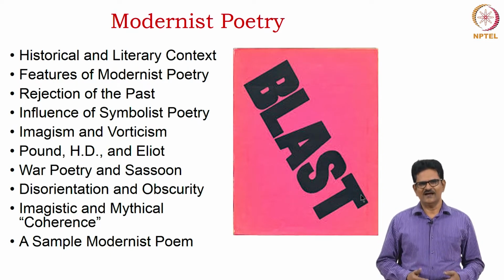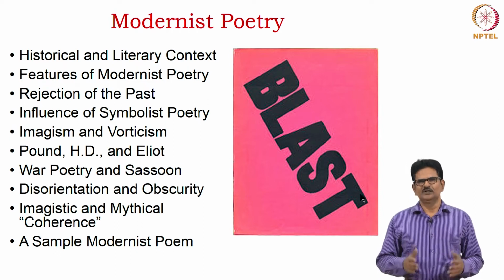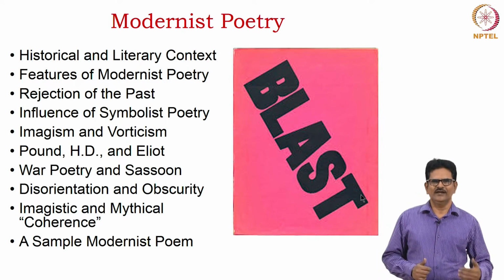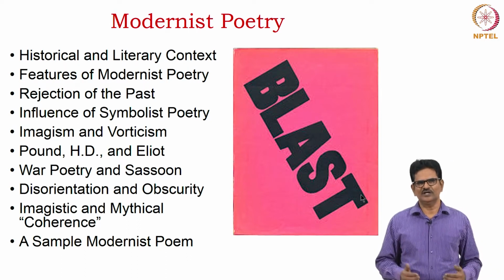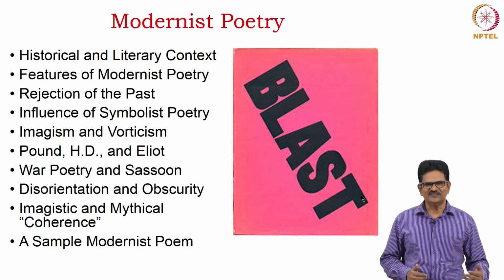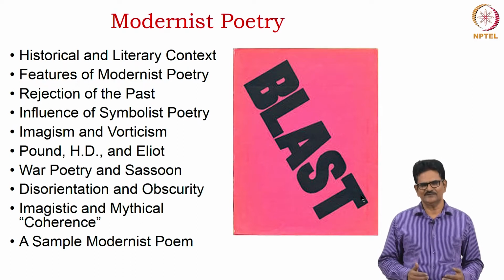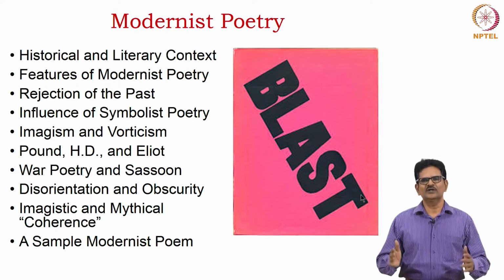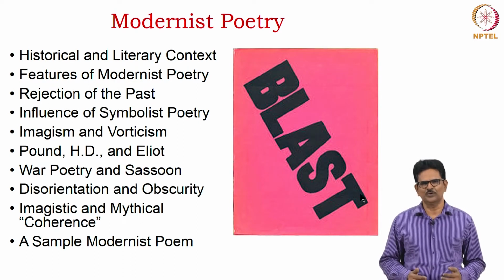We also have war poetry in this period, so we will spend some time on war poetry and a poet called Siegfried Sassoon. Then other features like disorientation and obscurity, imagistic and mythical coherence. Finally, we will look at a sample modernist poem from proper British literature.